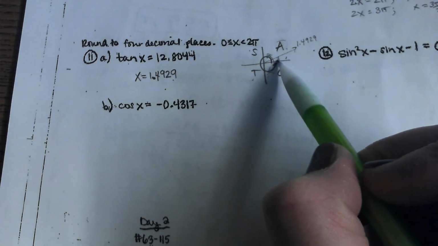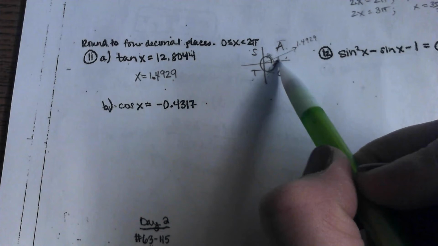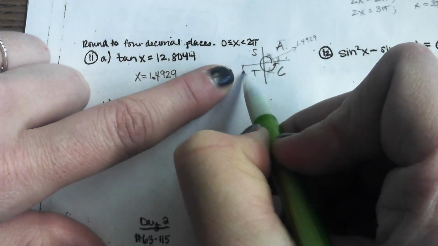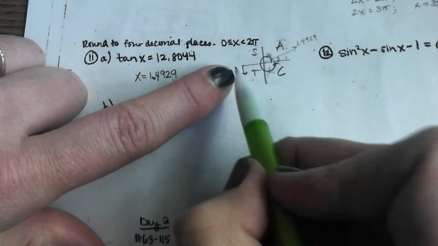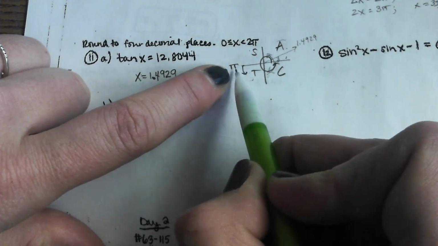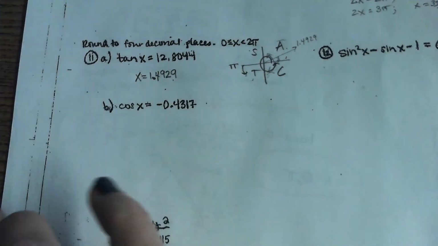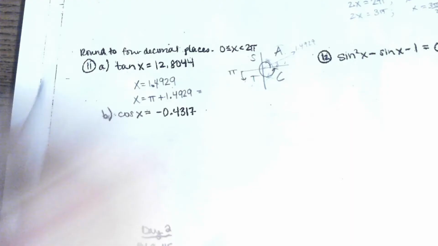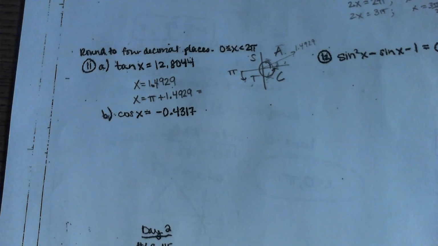1.4929. That's kind of an easy question. When you have a first quadrant angle, that is its own reference angle. So that means when we go to the third quadrant, we need to go 1.4929 after pi. So there's pi, and you need to add on 1.4929. So your other angle is pi plus 1.4929, which is, in essence, Andrew, is what you said.